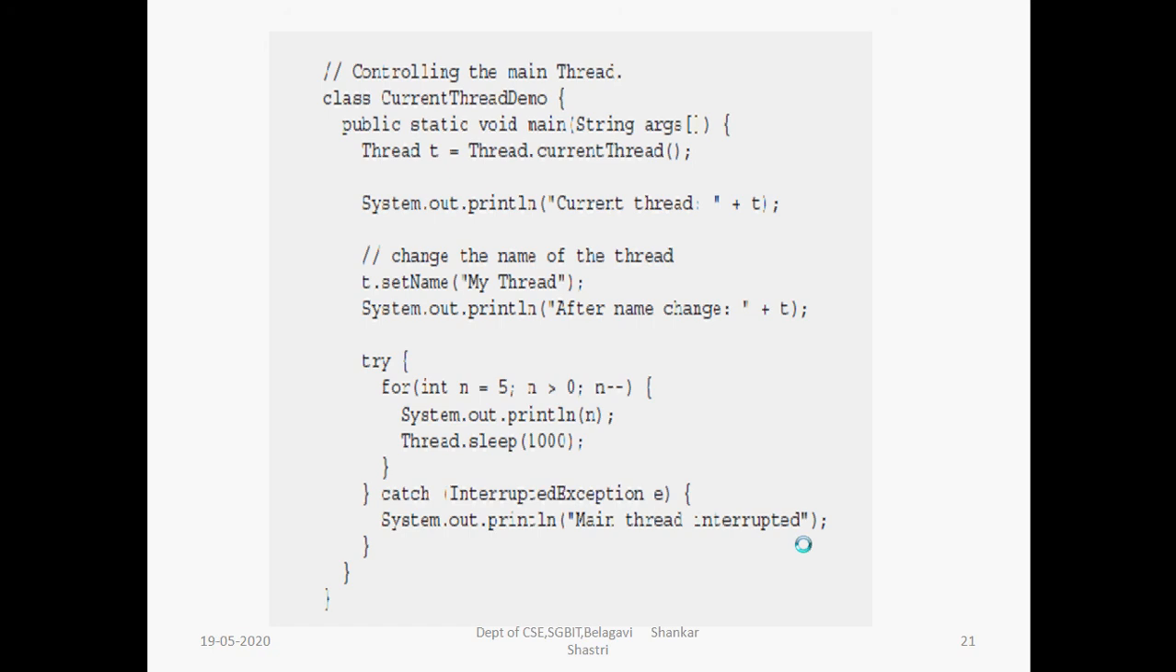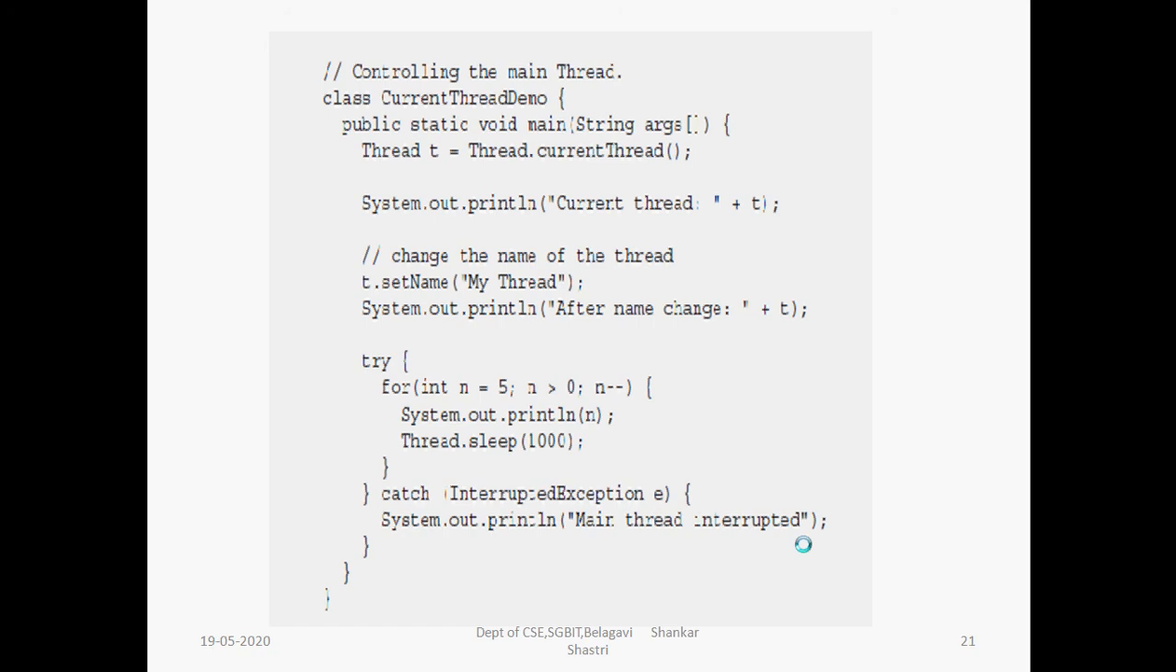Next I want to change the name of the thread: t.setName("my thread"). We can give any name here. Here they are giving "my thread". If you give anything else, say sgbyt, then the thread name is changed to sgbyt. If you give Kumar, then the thread name is changed to Kumar. Like that, with t.setName, the old name is replaced with "my thread". After the name changes, it prints my thread and its details.